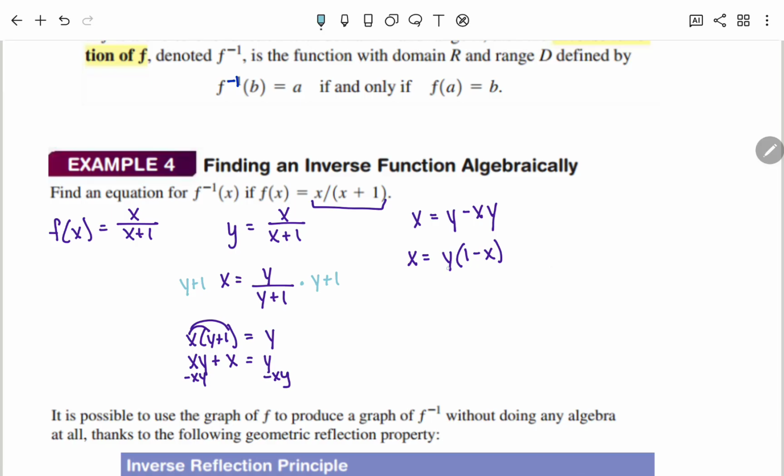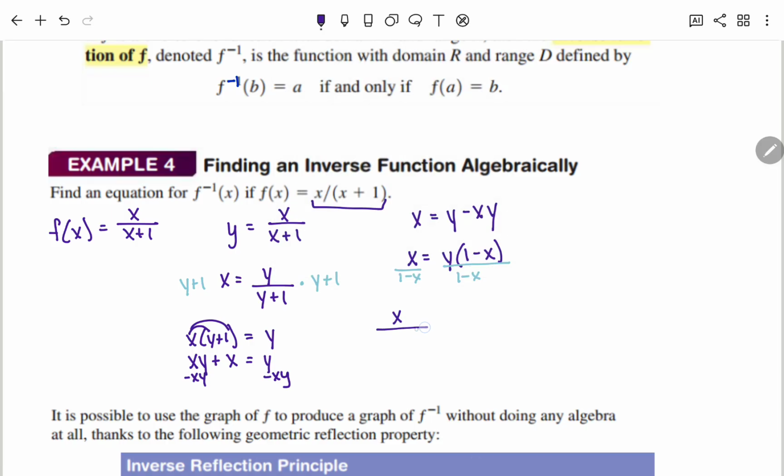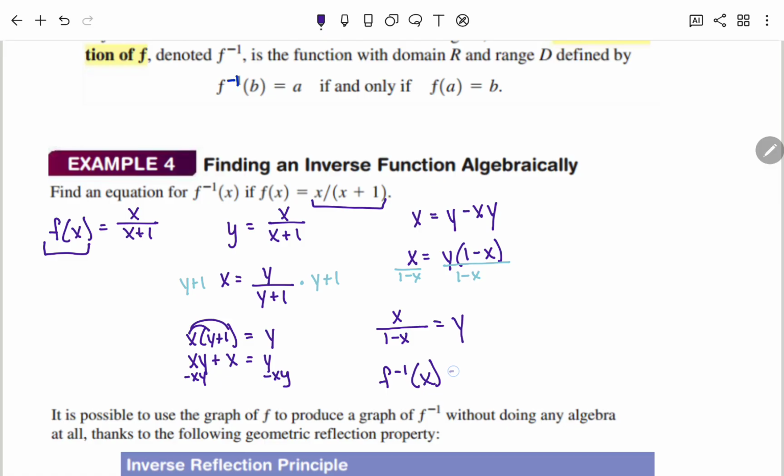I am going to switch colors just so you can see that step very clearly. So now I have x over 1 minus x equals y, or y equals x over 1 minus x. The very last step is to switch it. Since I started with f of x and I found the inverse, now I have f inverse of x equals x over 1 minus x. That is your inverse function.